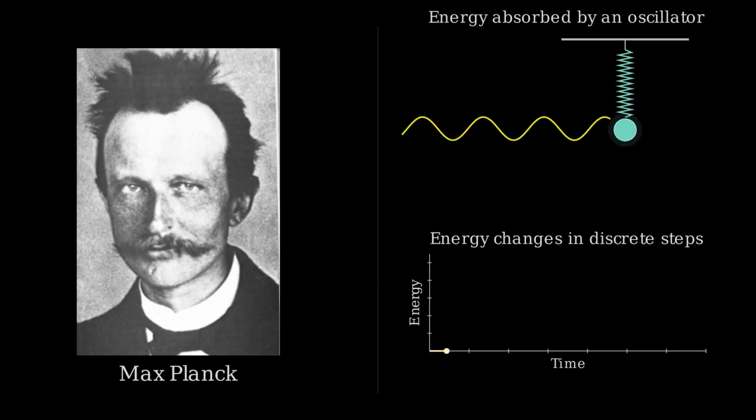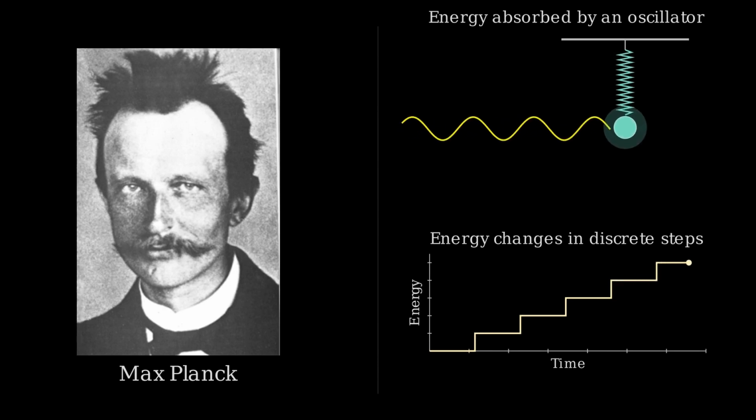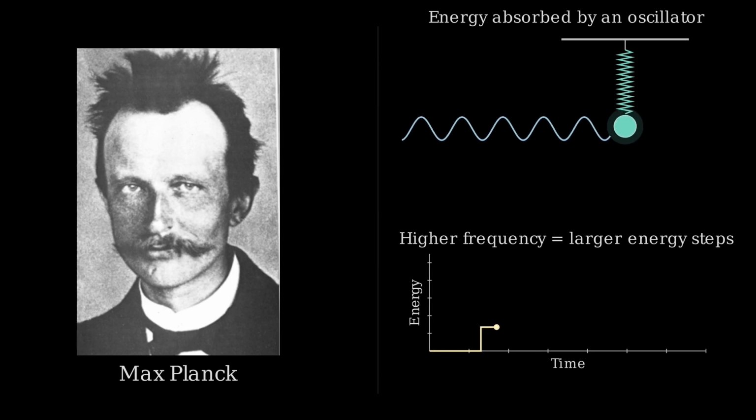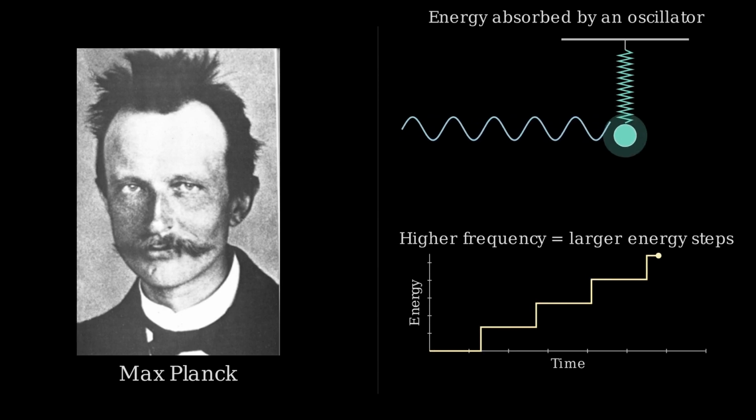To solve this puzzle, Einstein thought back to Planck's ideas. Planck originally proposed that if an electromagnetic wave hit a mass spring oscillator, the energy could only increase in discrete steps instead of continuously. Furthermore, the step size of the energy changed depending on the frequency of the wave that was supplying the energy, as we covered in the previous video.